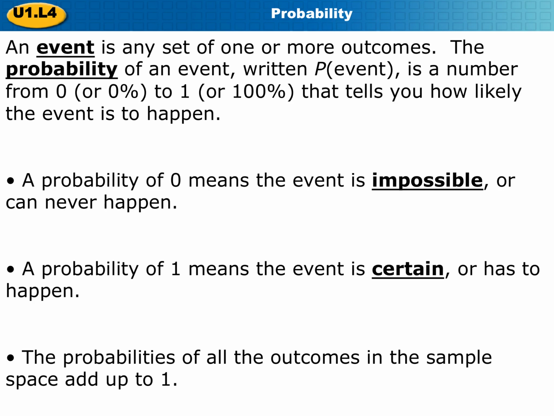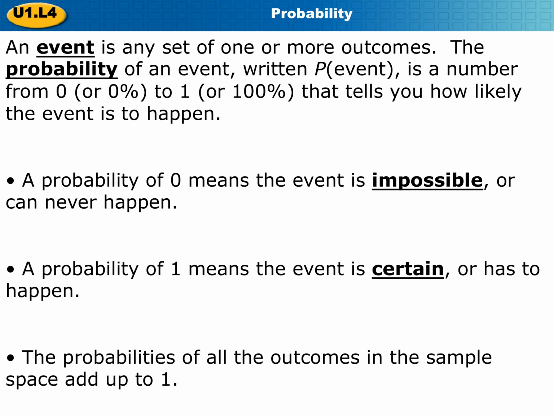An event is any set of one or more outcomes, and the probability of an event is a number from 0 to 1 or 0% to 100%, and it tells you how likely the event is to happen. P parentheses event, that's the probability of the event occurring. If you get a probability of 0, it means the event is impossible and it can never happen. A probability of 1 means the event is certain and it will happen.